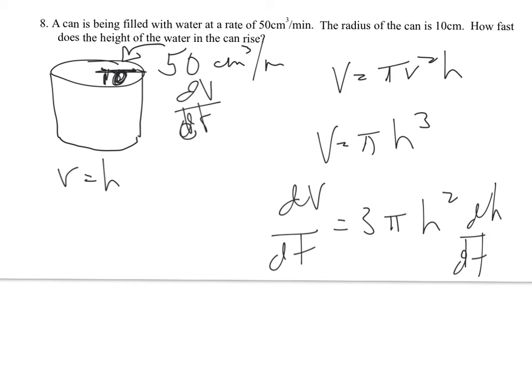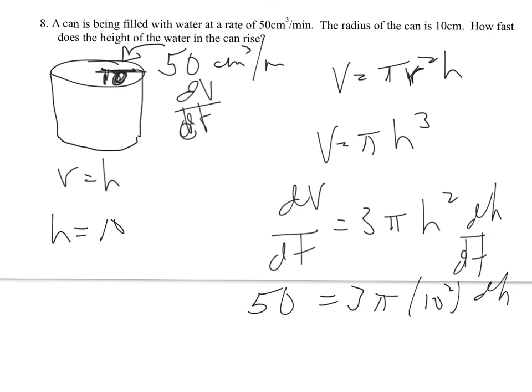So knowing that, when we look at the volume of a can, we have volume is equal to pi r squared h. So since the radius and the height are equal, that gives us pi h to the third. When we differentiate that, we get dV/dt is equal to 3 pi h squared dh/dt. Now since the radius and the height are equal, if r is equal to 10, that means the h has to equal 10. So we're going to plug in these numbers. So we have 50 is equal to 3 times pi times 10 squared times dh/dt, and that's what we want to find.